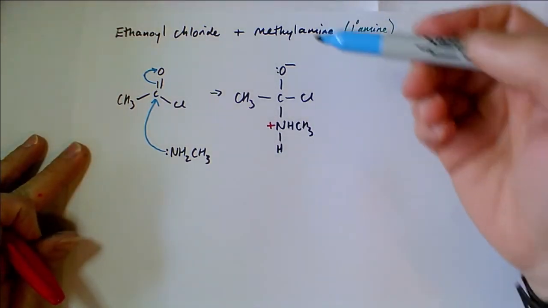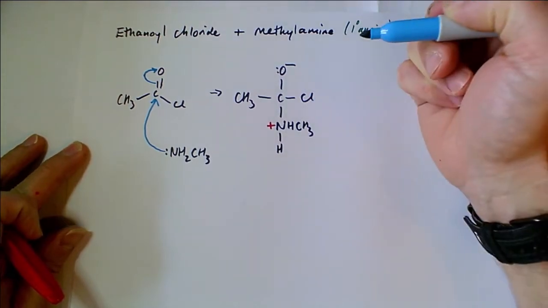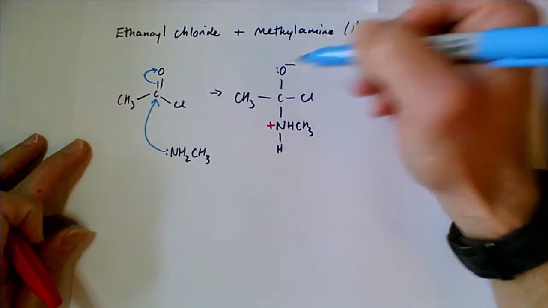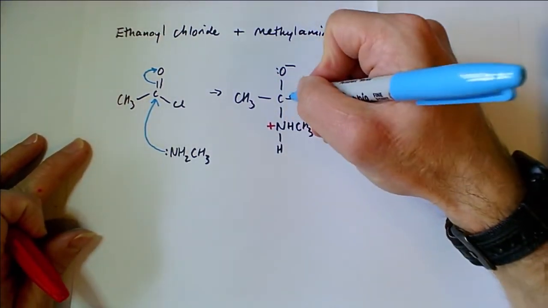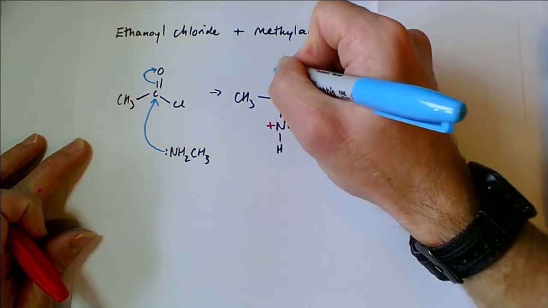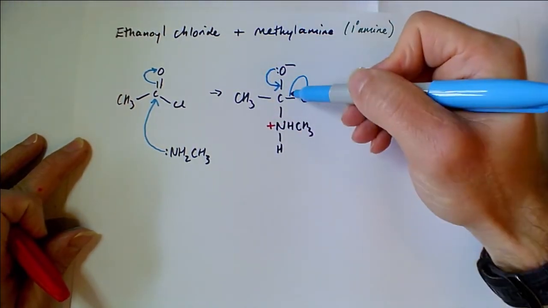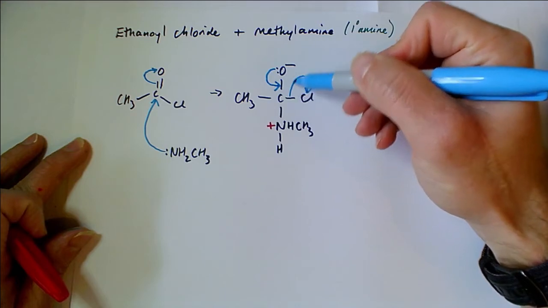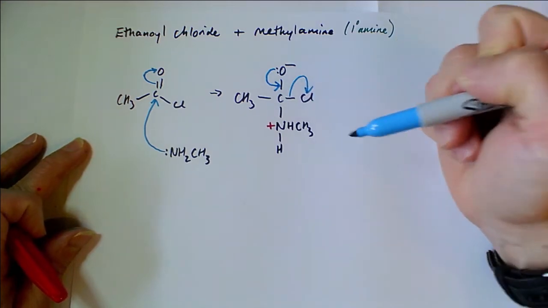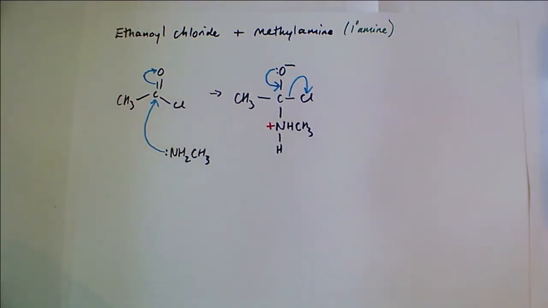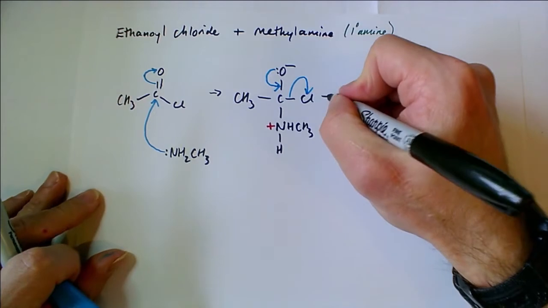Well, I've got my chloride, I'm going to remove that one. I've got my oxygen here, which is a negative charge, so from the lone pair to reform a double bond, from the carbon-chlorine bond to the chlorine atom, going to form a chloride ion. Next step here.